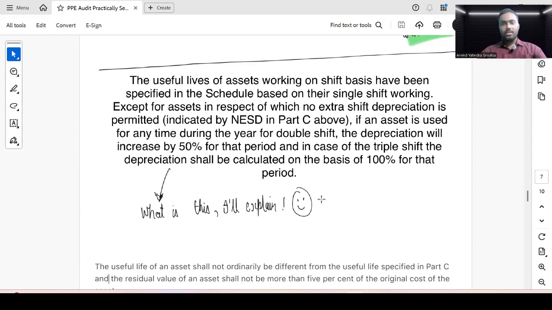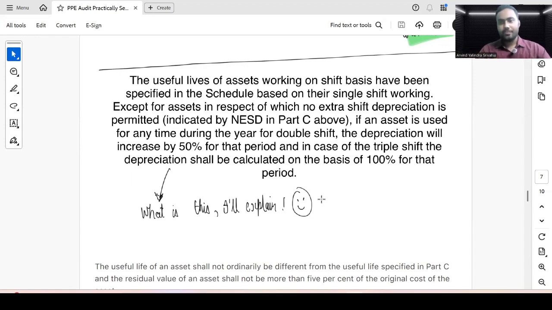It's very simple. What they're trying to say is, in Schedule 2, let's say the useful life given for a particular asset is 10 years. And let's say the cost of the asset is 100. So what you would simply say is 100 divided by 10, rupees 10 would be the depreciation charge for every year, assuming SLM basis is followed.